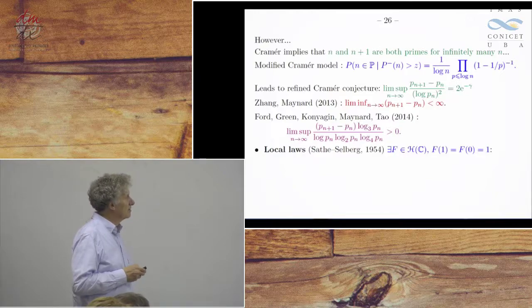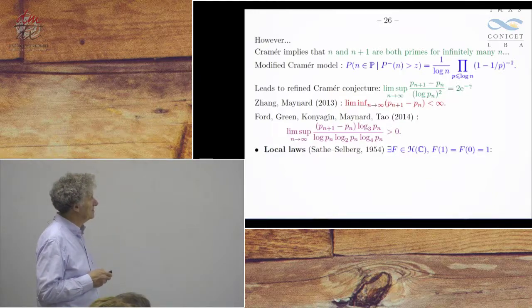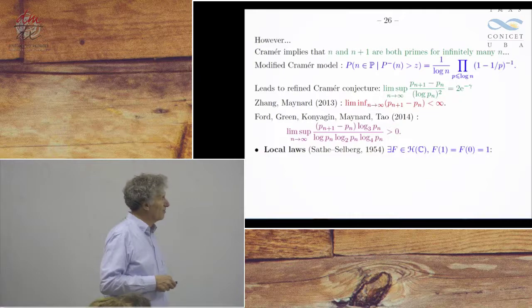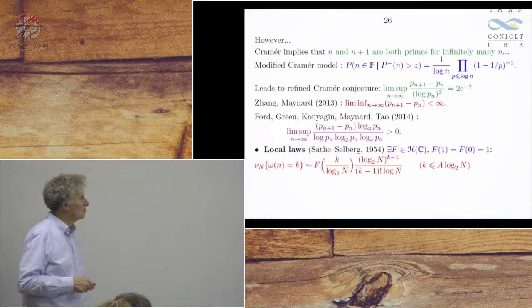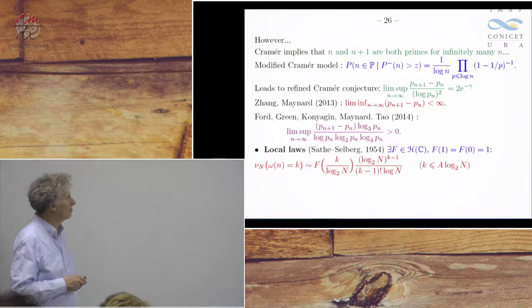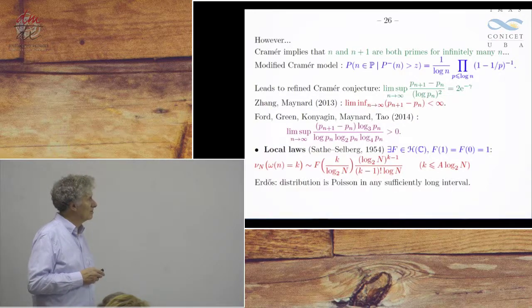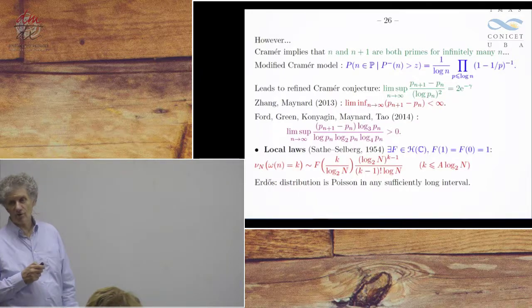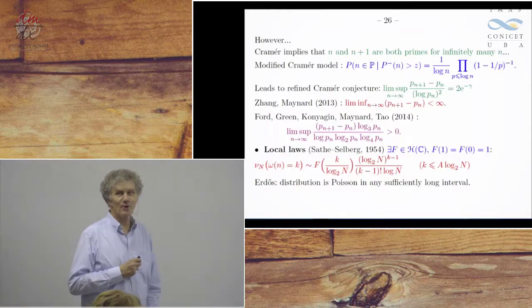Now I will end with local laws, and this is by Sathe and Selberg. There exists a holomorphic function which is 1 at 1 and at 0, such that the number of integers with k prime factors follows approximately a Poisson distribution multiplied by this smooth coefficient. And Erdős proved that the distribution is Poisson in any sufficiently long interval. I think my time is over, so I will stop there. Thank you.